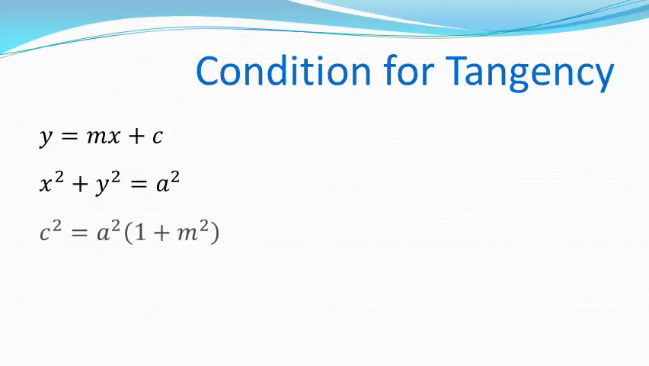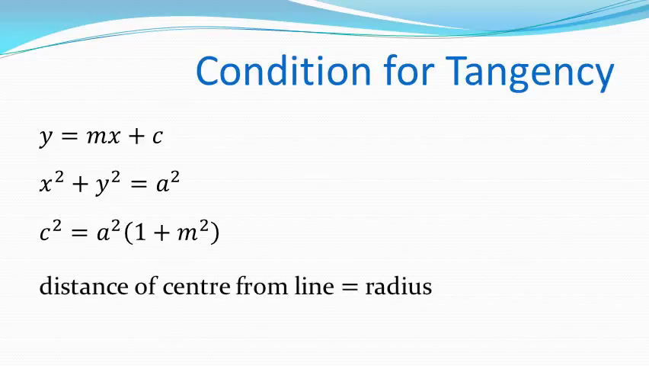There is a condition for tangency which is very important. So if this is a line y equals mx plus c, and this is the equation of this circle, then the line would be a tangent to this circle under this condition: c squared is equal to a squared times 1 plus m squared. In general, if you have to use the condition for tangency, we say that the distance of the center of the circle from the given line should be equal to the radius of the circle.